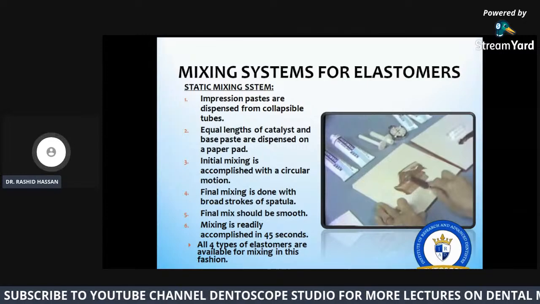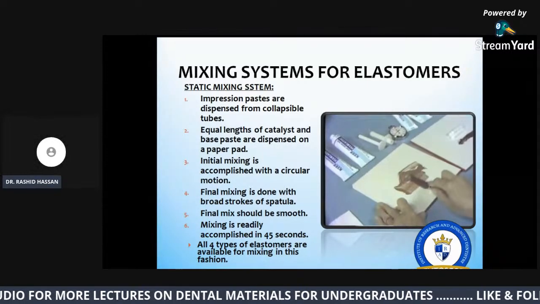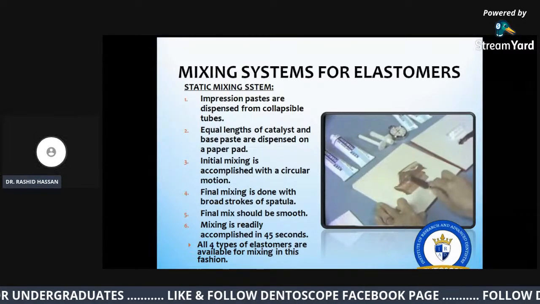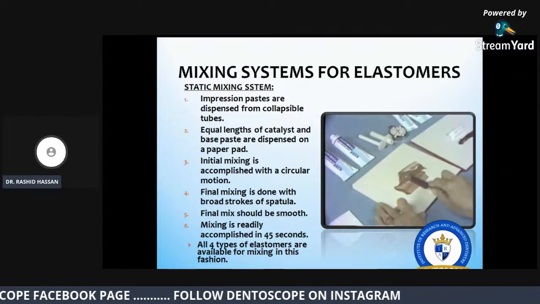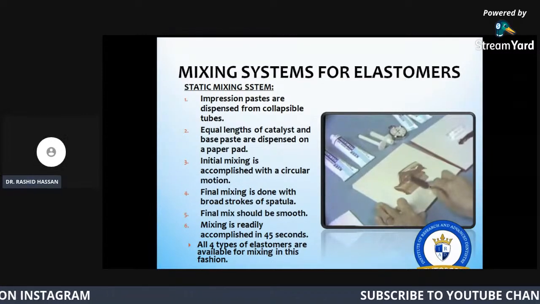Keep this in mind: whatever the color of the individual tube is, you will get an intermediate color of both of them. So that is the criterion for use of the static mixing system.